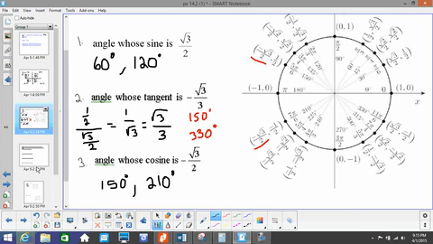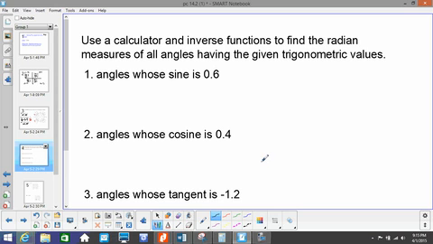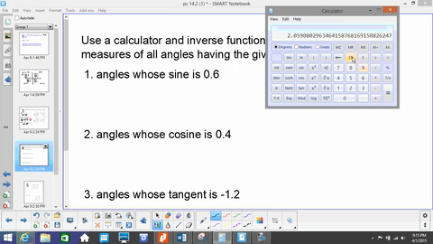However, sometimes you're going to run into things that are not going to be perfect on the unit circle. So on this one, we want to use a calculator to find the radian measures of all angles having the given trigonometric function values. So what I'm going to actually do is bring up my calculator.